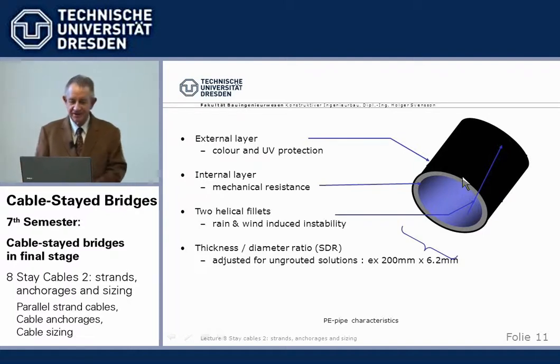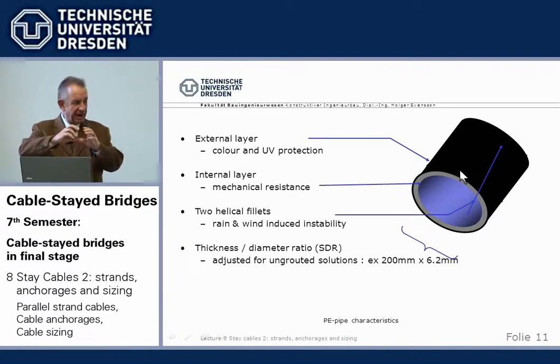You'll hear about that in a later lecture. And the thickness for the parallel strand PE pipes is less than for the grouted PE pipes of the parallel wire, because there is no grout. The space between the monostrands and the PE pipe is not filled with grout. It's not necessary. The monostrands themselves are sufficiently corrosion resistant, and it's more a mechanical and aesthetic surrounding, the PE pipe.